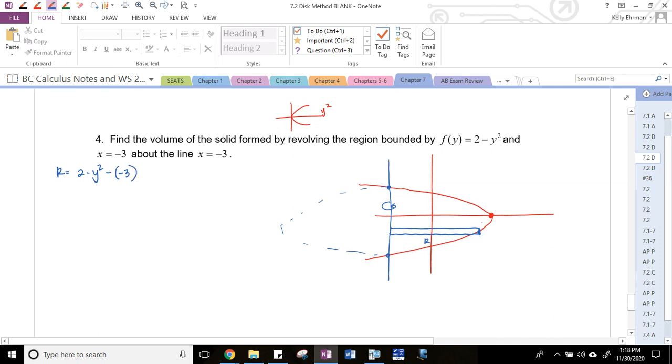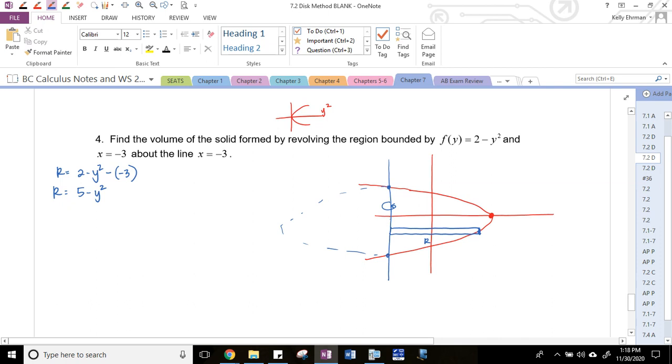Because think about this. If you just do 2 minus y squared and integrate that, you're talking about the distance between the curve and the y-axis. You want to add an extra 3 units onto that radius, so you're subtracting -3. So the r that you're using in your formula is 5 minus y squared. Now everything's in terms of y.